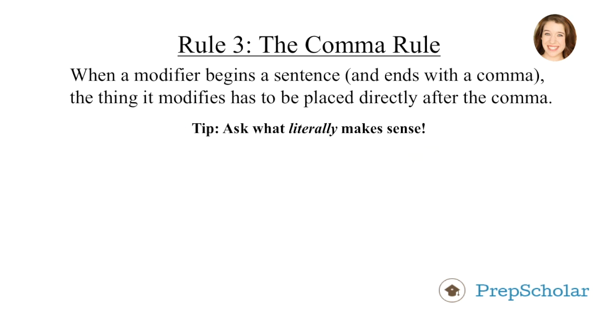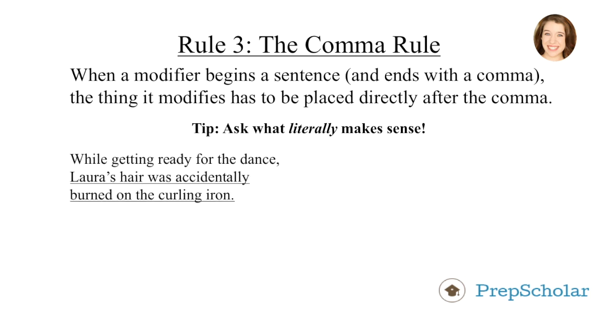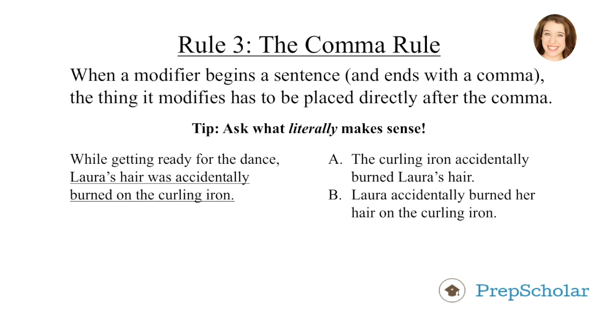Let's try one more problem just to make sure we've totally got this rule down. Here's our sentence. While getting ready for the dance, Laura's hair was accidentally burned on the curling iron, and here are our answer choice options. The curling iron accidentally burned Laura's hair, or Laura accidentally burned her hair on the curling iron. Let's break this down. All right, what's our modifier? Well, we've got a comma and a phrase that comes before it. That's our modifier. While getting ready for the dance.